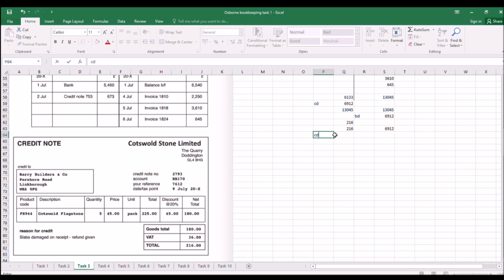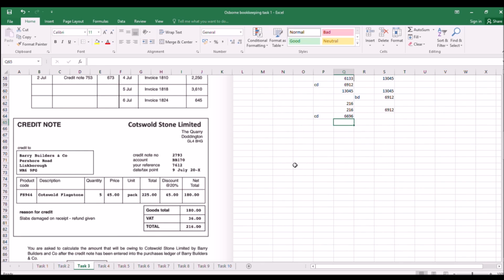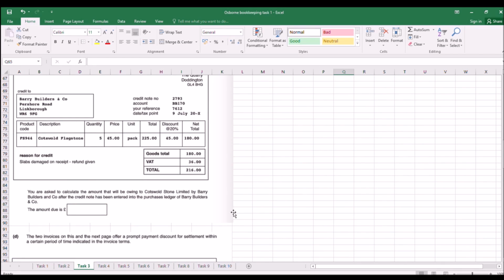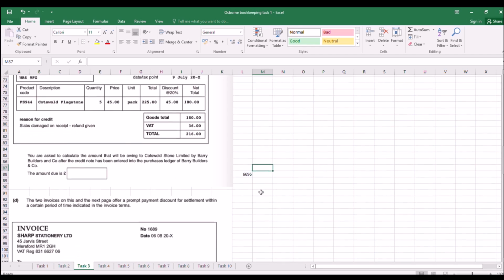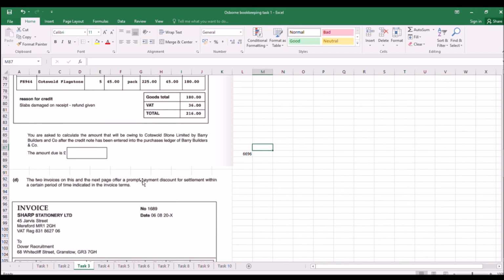So our carry down is going to be 6696. That's what we are going to owe. Okay, so that's how it would look, and how your workings would look as well. So 6696 is the answer for that one.